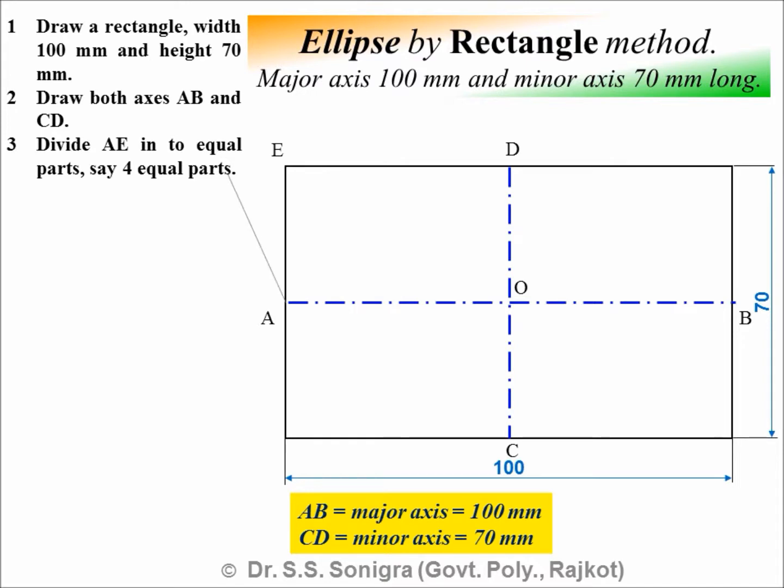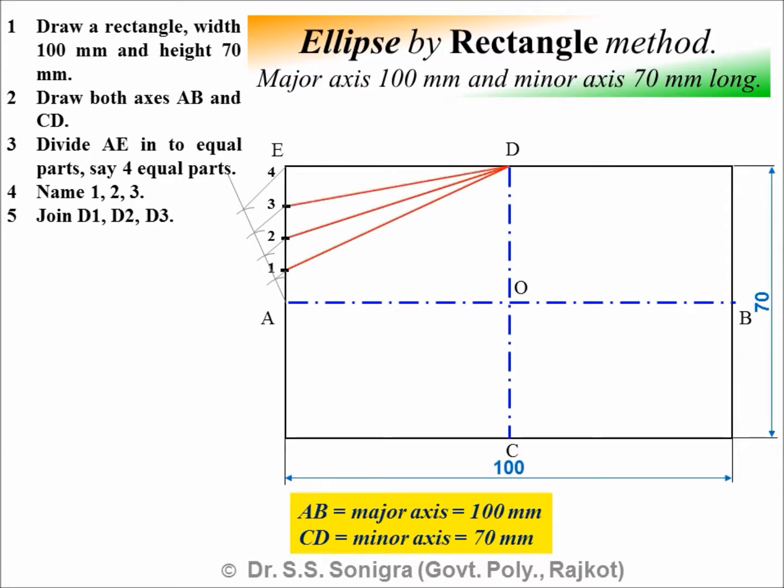Divide this 35 mm into 4 equal parts. You may divide into 5 parts as well. So here name the points 1, 2, 3 and 4. So we have divided AE into an equal number of parts. Similarly, join D1, D2, D3 with a straight line.